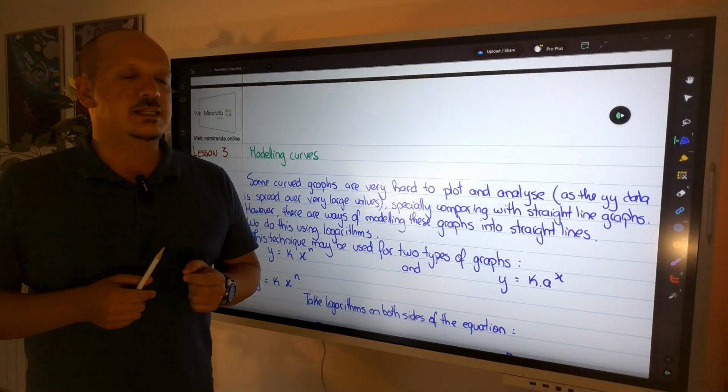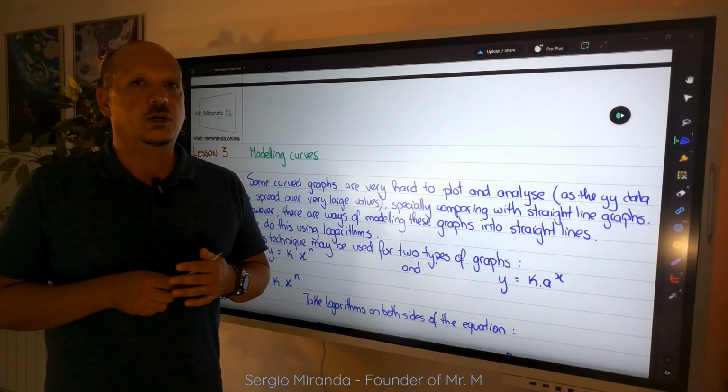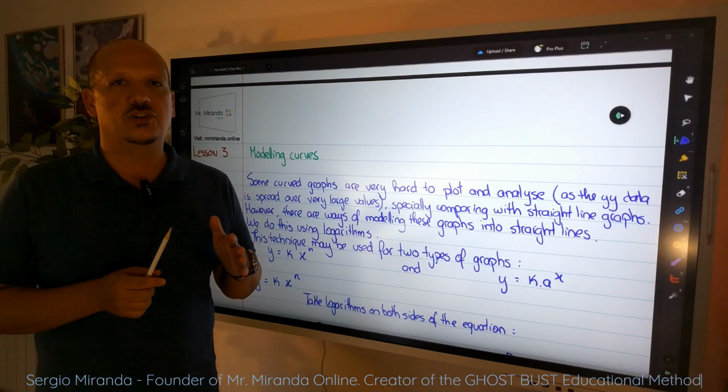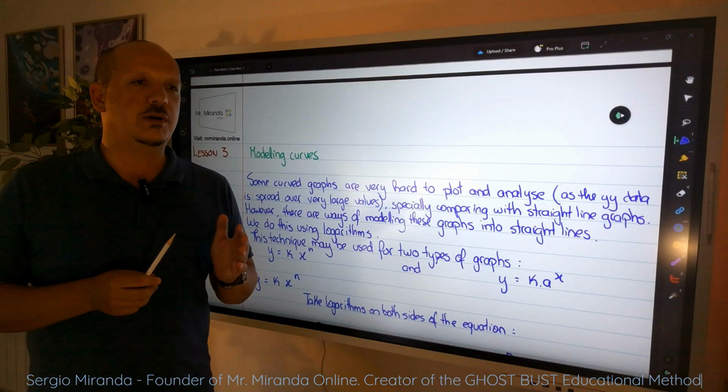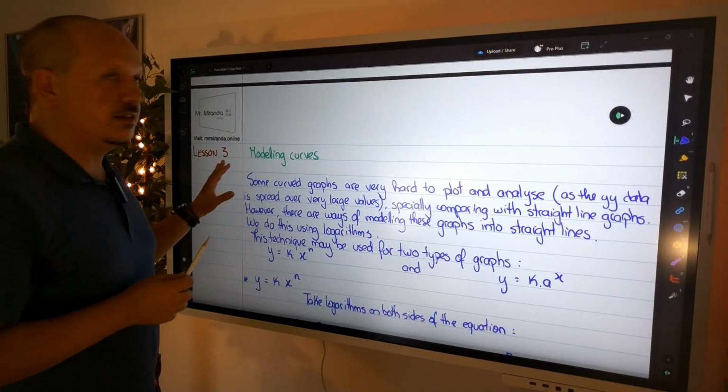In one previous lesson, I told you that one of the powers of the logarithm was to transform functions that are exponential in nature into something that is more manageable to deal with. That's what this lesson is all about.